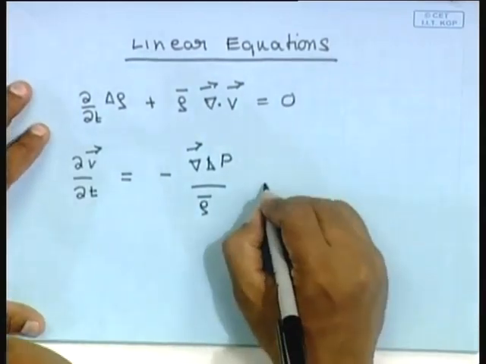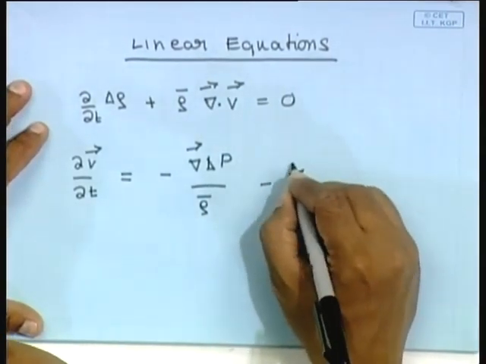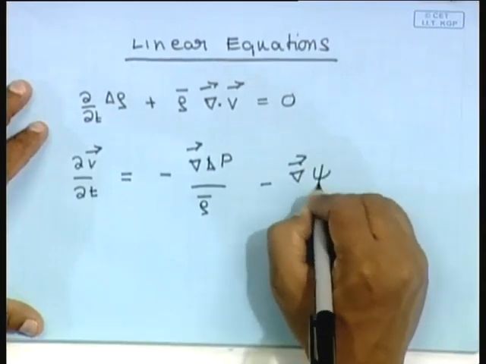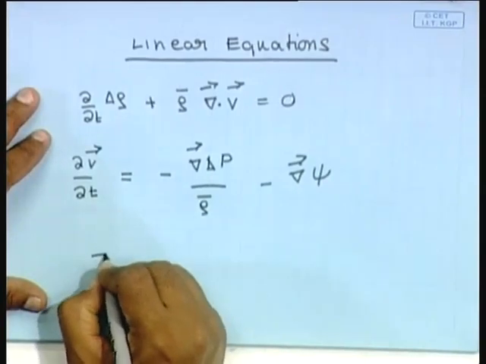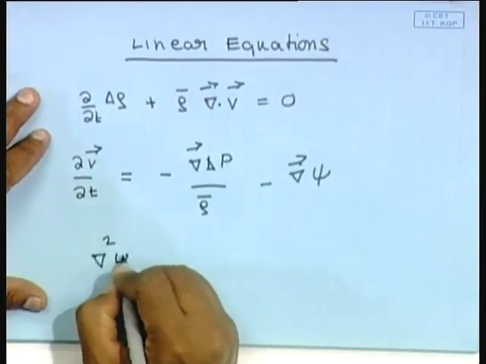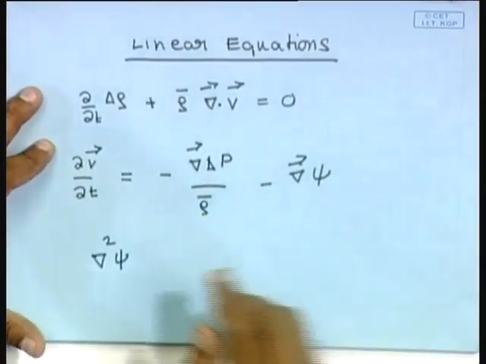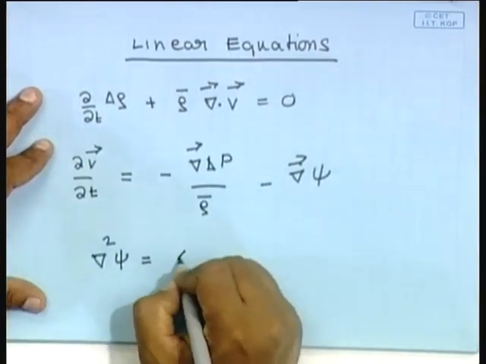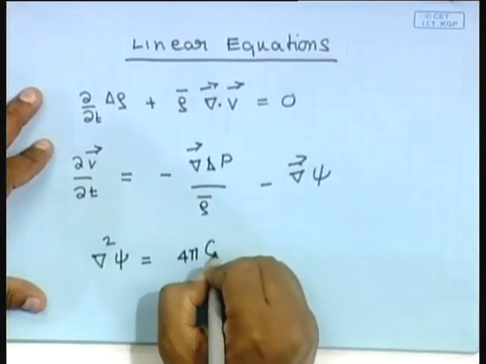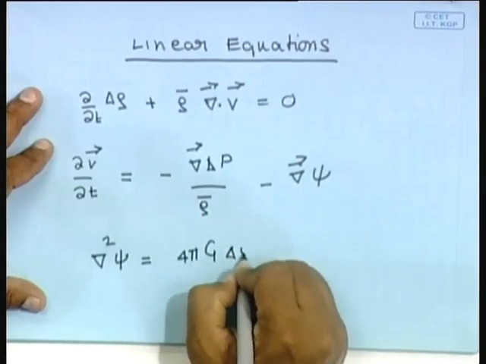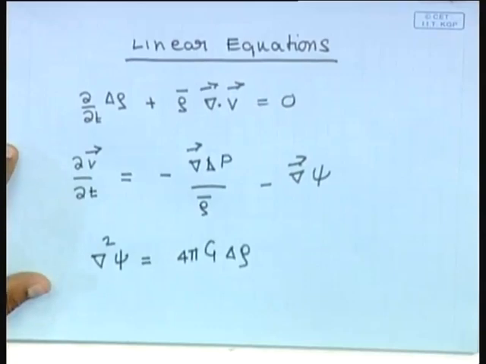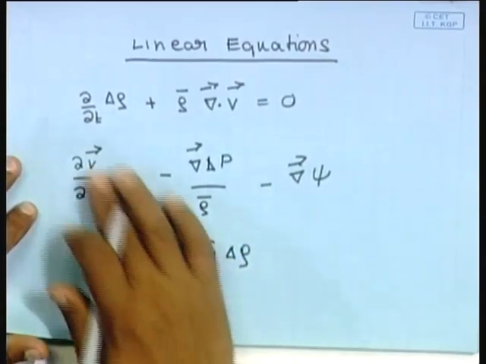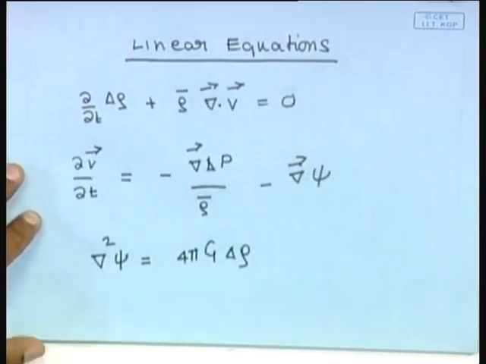and there is a term minus grad psi, the fluctuation in the gravitational potential, and we have the Poisson equation del square psi. So, this is the fluctuation in the potential. This arises only because of the fluctuation in the matter. So, we have these three equations, and we would now try to solve these equations together.